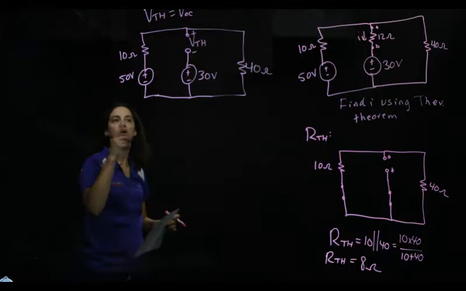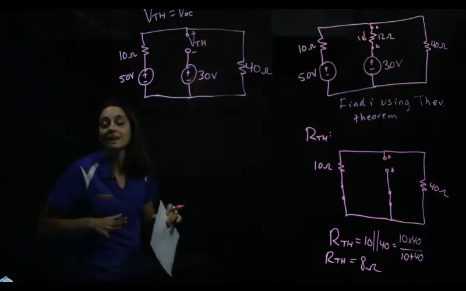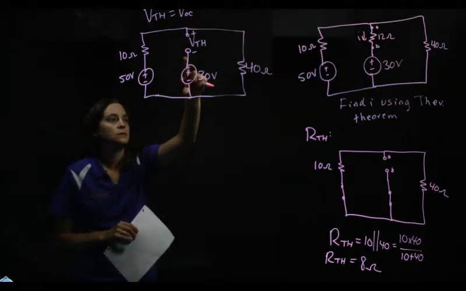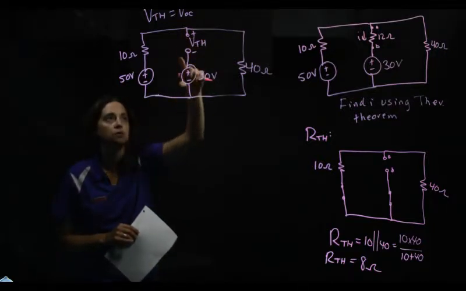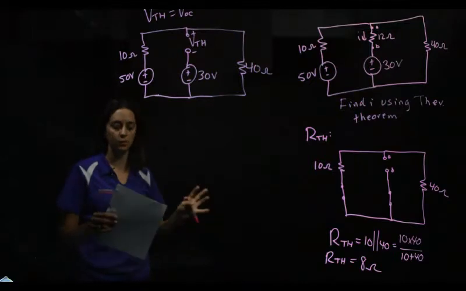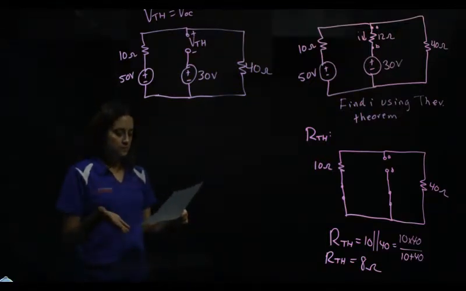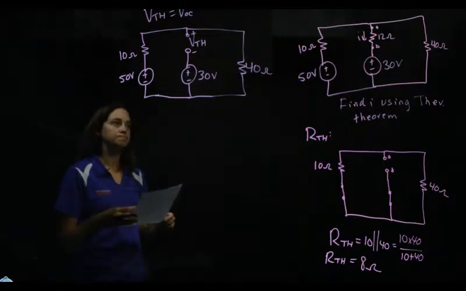Now don't fall into the trap of saying that V Thevenin is equal to 30. It's not, right? We have 30 volts from this node to this node. Well, that's not the same two nodes. Those are different nodes. So it is not 30 volts. You can't simply say 30 volts. There's a few different ways we can look at this, though.